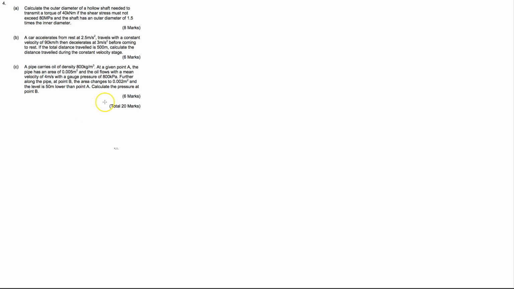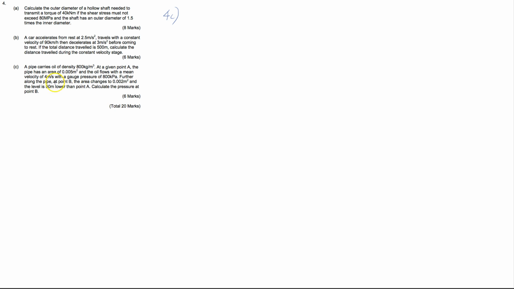Okay, on to part 4c, which is a Bernoulli type fluid flow equation. A pipe carries oil, density 800 kilograms per meter cubed. At point A, the pipe has a given area. So you've got an inlet velocity, you've got an inlet pressure. Further along the pipe, at point B, the area changes to something smaller, so we'd expect it to speed up.